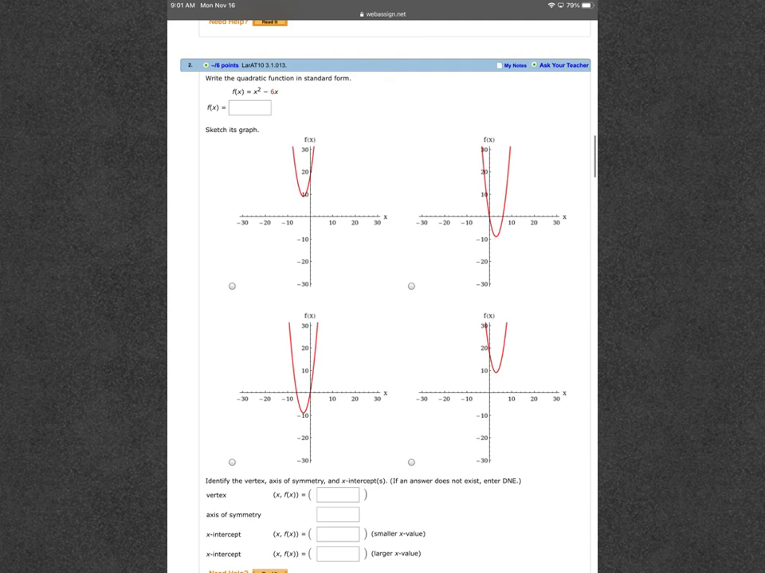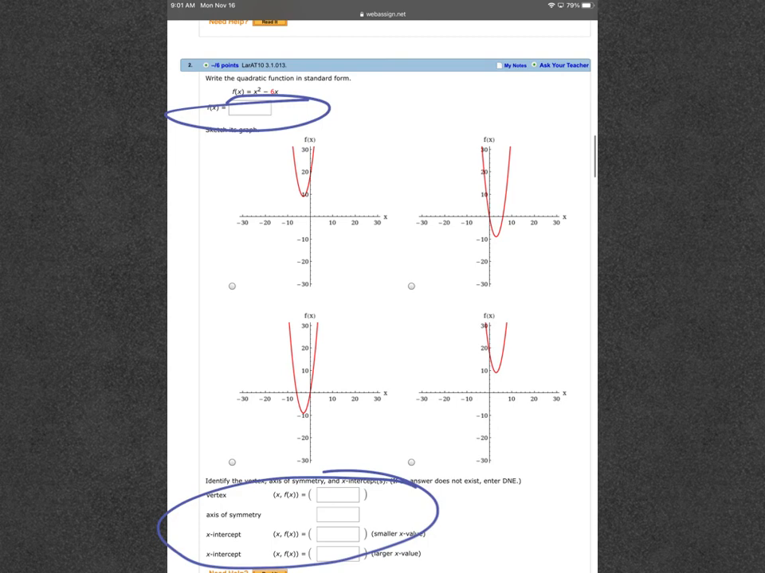So at the very beginning, it says to write this in standard form. That's the part we haven't done yet. So skip that first step. Graph them like we've been graphing them. Fill in these answers at the bottom. Notice it says vertex, axis of symmetry, x-intercepts, that kind of stuff. Okay, and then pick your graph.